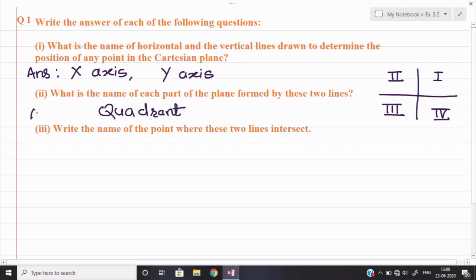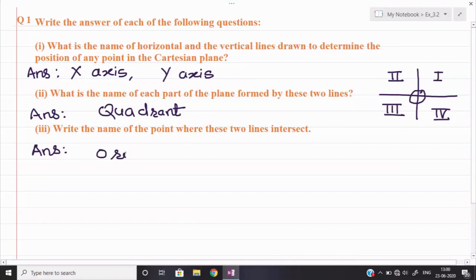This is the answer of the second part. And similarly, then we can say the third part. Write the name of the point where the two lines intersect. See, the two lines are intersecting at this point. This point's name, I have already told you, is origin. So the third answer will be origin.